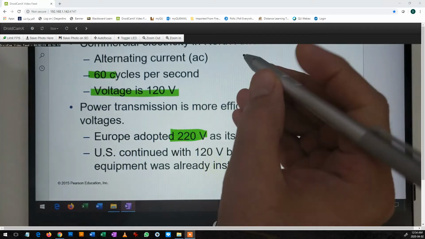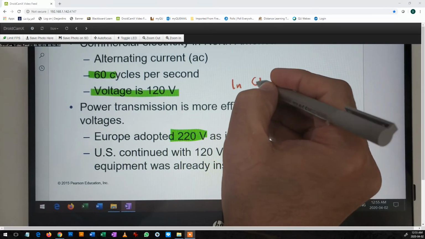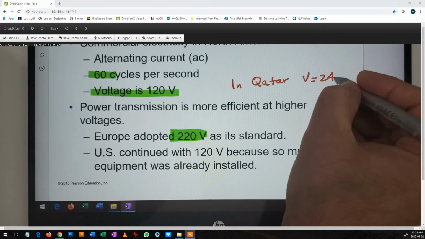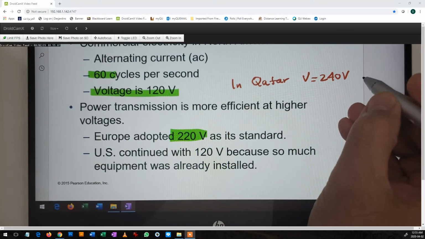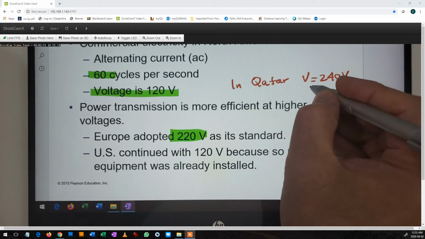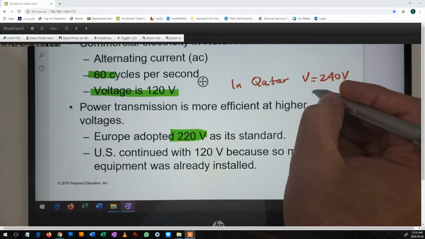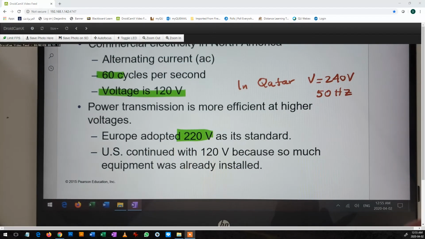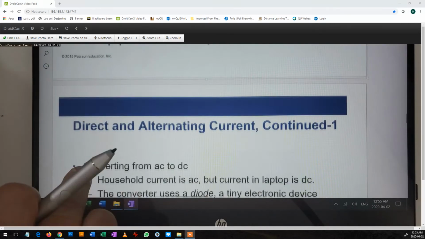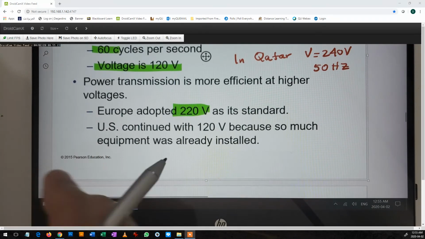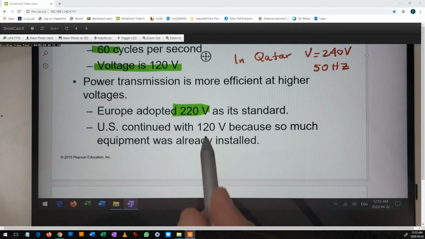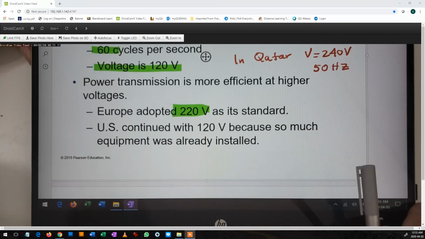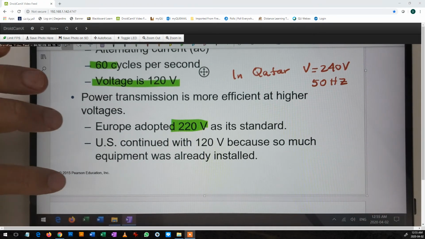In Qatar the voltage is 240 volt and 50 hertz, the cycle of the electricity is 50 hertz. Of course, the reason Europe uses 220 is that it is more efficient when you transfer the electricity.